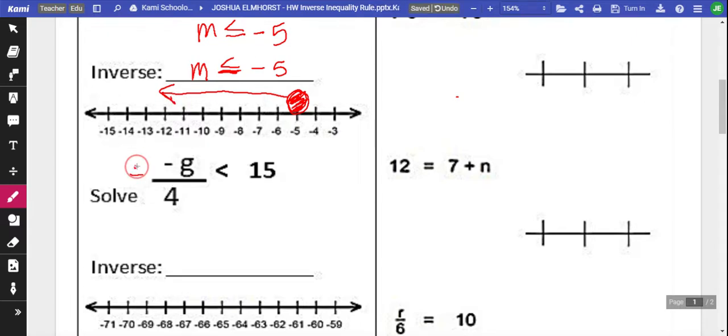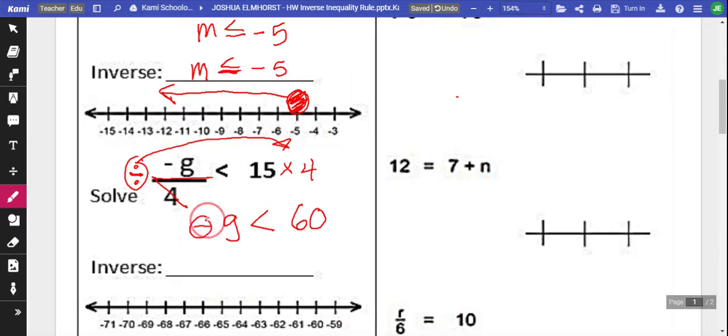So here we have division. This fraction line means division. So we're going to go to the other side and do the opposite, which is multiplying. So canceling out the 4, we're going to multiply by both sides. So we have -g is less than 15 times 4, which is going to be 60.